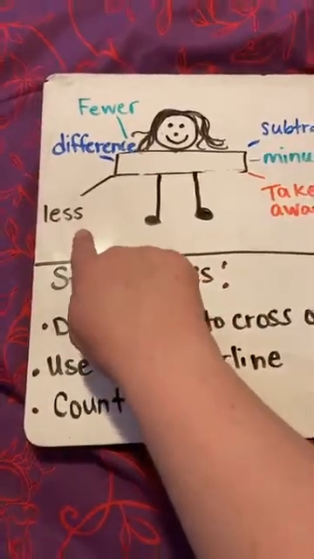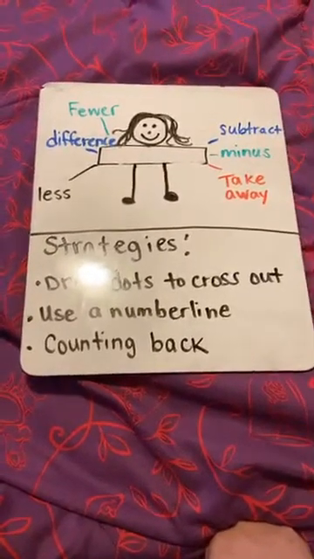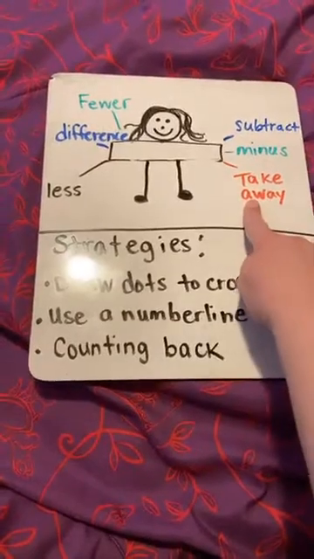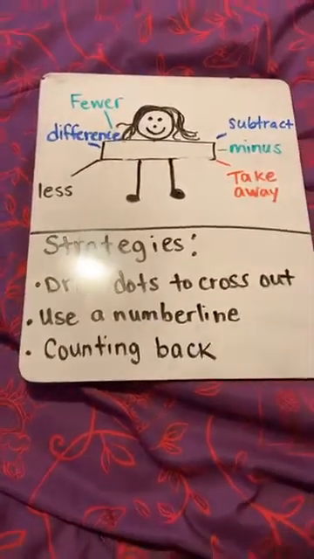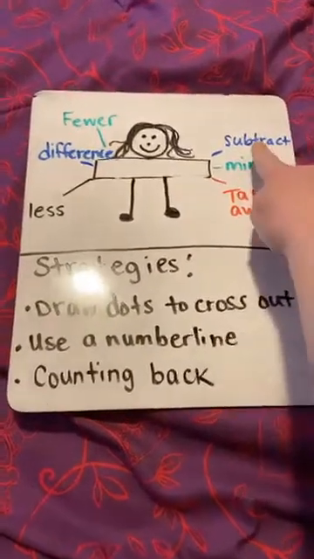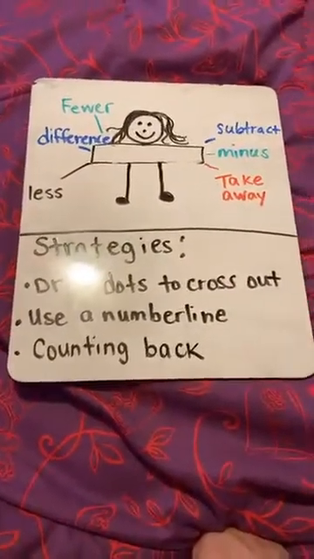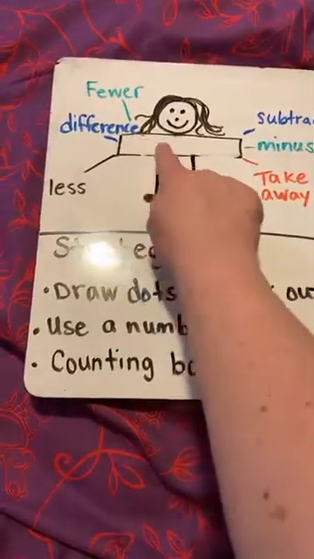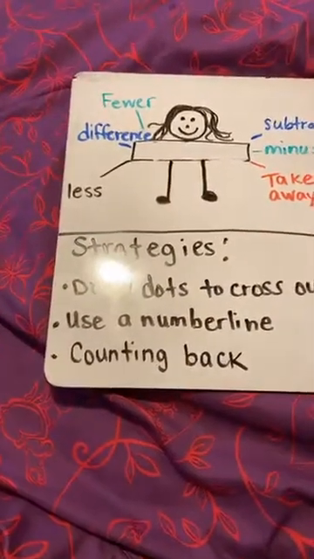Okay, all of these words up on my subtraction lady mean the same thing. You might hear somebody say take away. 5 take away 2. They might also say 5 minus 2. If you hear those, that means that we subtract right here. You see that word subtract, or 3 subtract 3, okay? That means we use this symbol, right? Like this. See my subtraction lady? That's the symbol that we use for that.